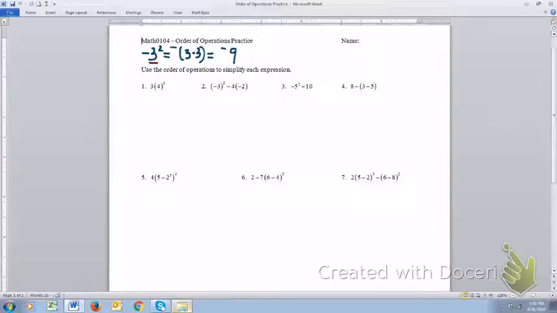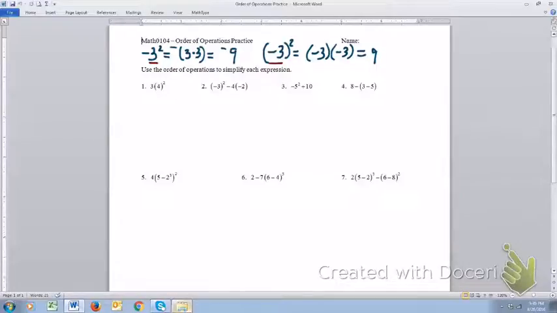So this is the one you've got to be careful with. It's going to be negative 9, not positive 9, because you're just squaring the 3 and then applying the negative. The other case that's very similar is this one here. Notice this time our base is everything inside the parentheses, which is negative 3. And so negative 3 is what we're squaring, or what we're multiplying by itself. And so a negative times a negative is a positive. So notice this is something we've got to be really careful about. These two expressions mean two different things. So let's go ahead and get started.